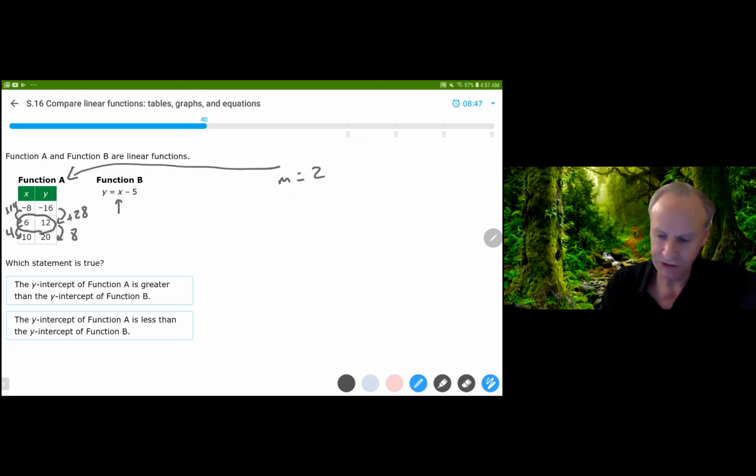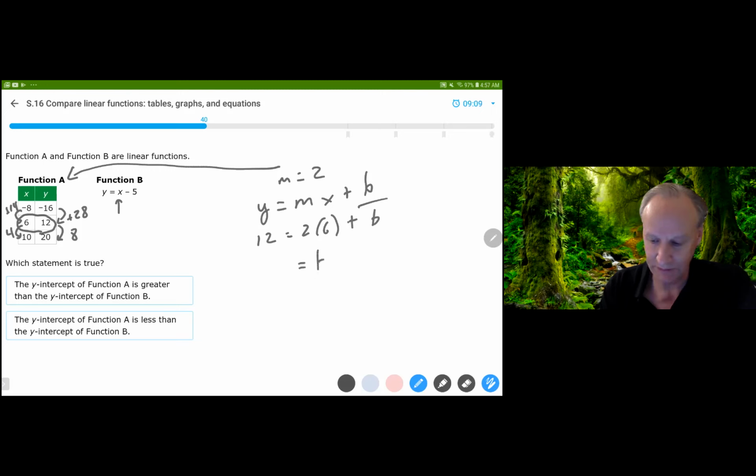But I'm going to go ahead and choose my middle point, and I'm going to do y equals mx plus b. And what I'm looking for is that b value. They call it the y-intercept. So y is going to be 12 for that middle point, and my m is 2, and my x is 6. And it's not very interesting. Look what happens. Subtract 12 from both sides, and b is equal to 0. So the equation for function B is y equals 2x. And take a look.